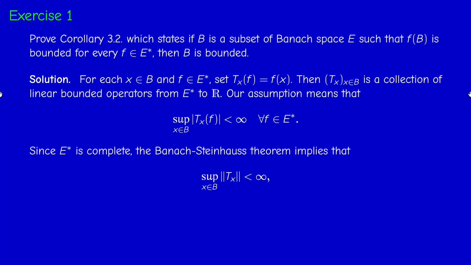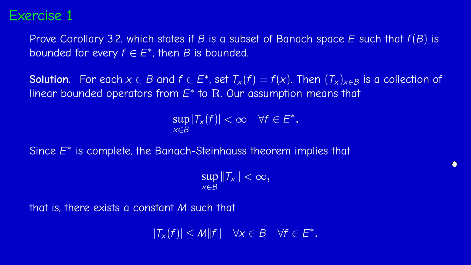Okay. Now, since E star is complete, we can apply the Banach-Steinhaus theorem, which implies a more precise upper bound. So this is actually a pointwise bound, so it depends on f. But the conclusion of the Banach-Steinhaus is independent of f. So I can call this quantity capital M sub f, and this quantity now is capital M. So what does this mean? It means that T_x of f, in absolute value, this is the norm in R, is less than this constant here, capital M, times the norm of f.